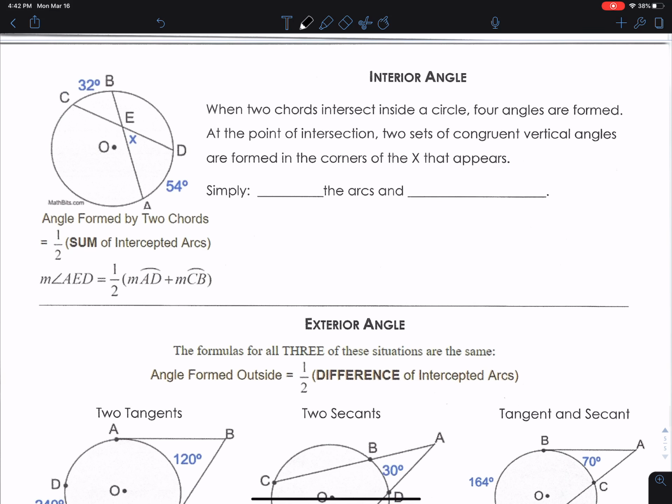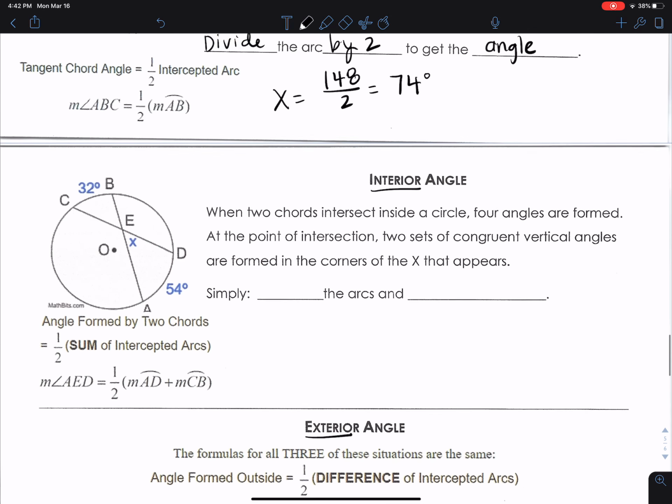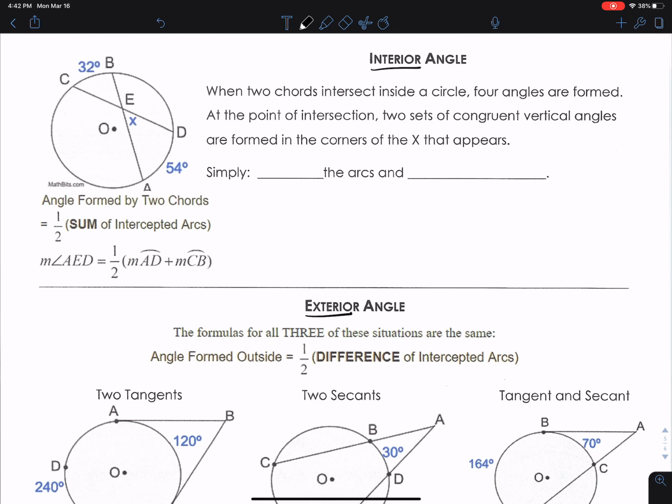Okay, the next one is an interior angle. So your homework tonight is on interior and exterior angles. Those are the next two in our notes. So you have an interior angle. That means that the angle is on the inside of the circle. So we have two chords here. We have a chord AB, and then we have a chord CD, and it says 4 angles are formed here. So this would be like 1, 2, 3, 4.